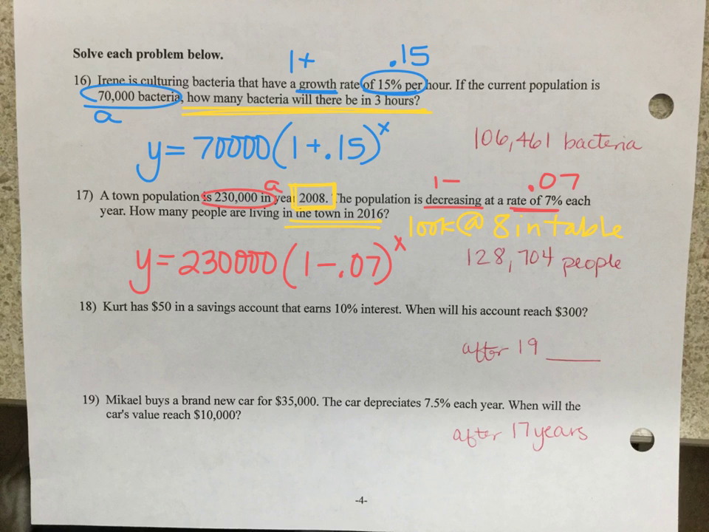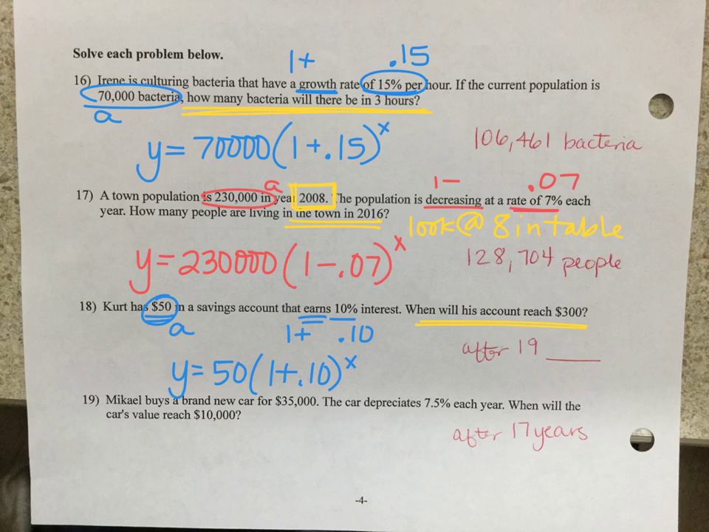All right, the question about Kurt. So 50 is my A. We're earning, so that's increasing. That's 1 plus. 10% is 0.10 as a decimal. So I've got y equals 50, 1 plus 0.10 to the x. And then we just look in our table to answer the question, when will it reach 300?